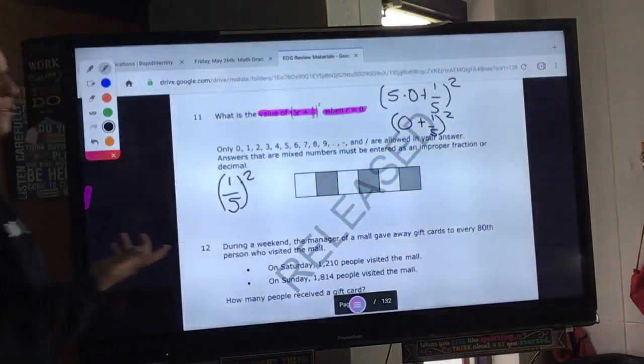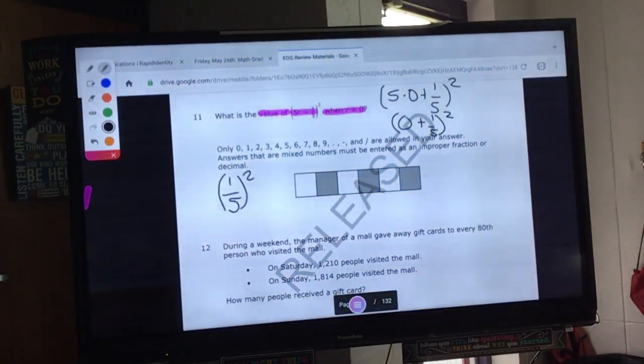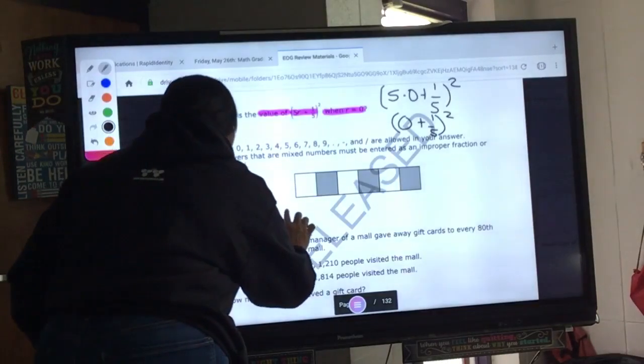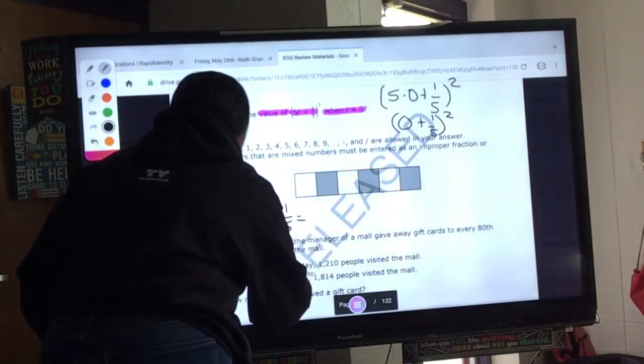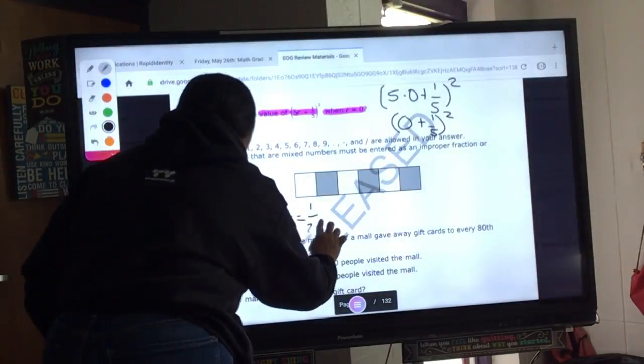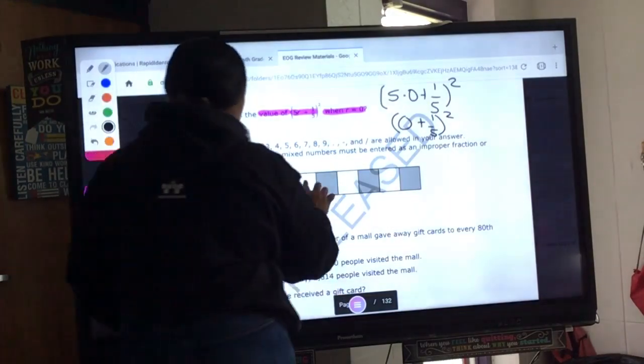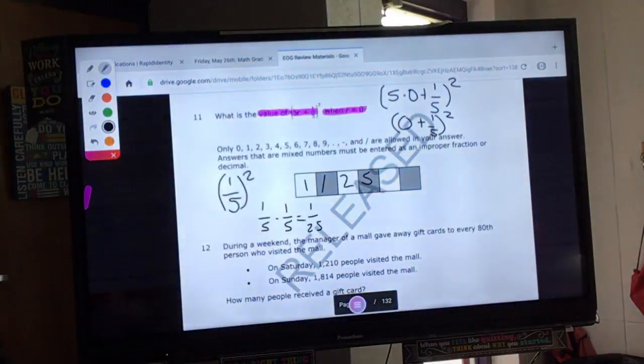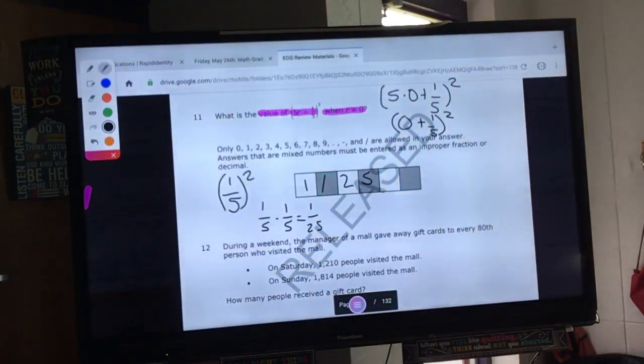So what do I do with 1/5 squared? Delilah? So 1 times 1 is 1, and 5 times 5 is 25. So that is my answer. And that's how I would put it into this problem. Okay? Questions? How do we do on that one?